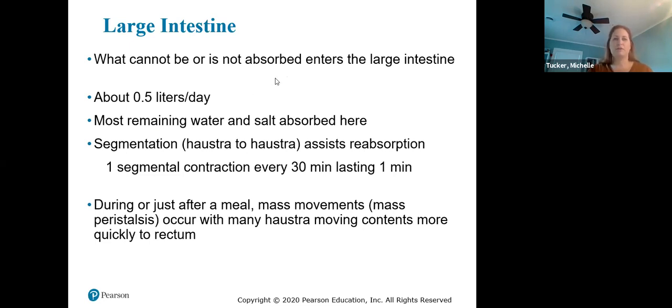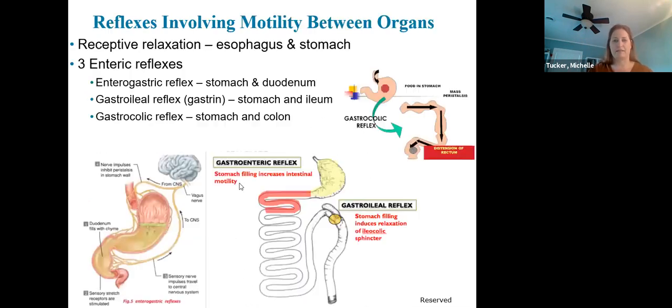There are two movements that occur in the large intestine. One is called haustral movement. This is haustra to haustra, and it's slow, one segment every 30 minutes. And then we're going to have something called mass movements. A mass movement is when the whole ascending colon is going to try and clear that segment, or the whole transverse colon is going to try and clear out that segment. The descending will clear out that segment. And these occur three to four times per day.